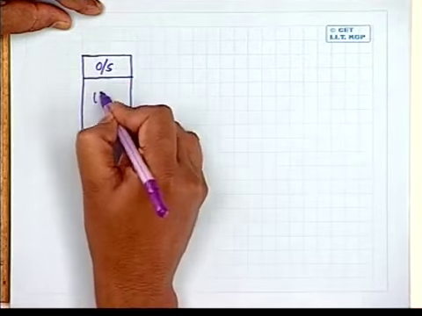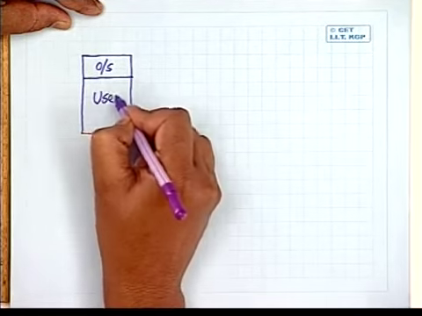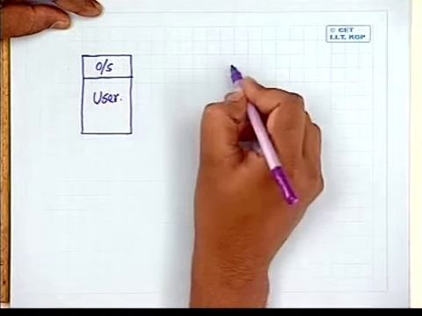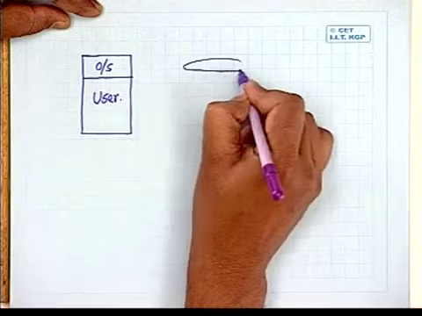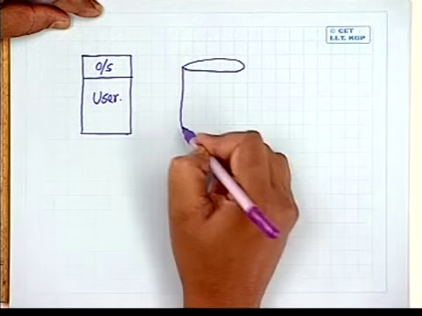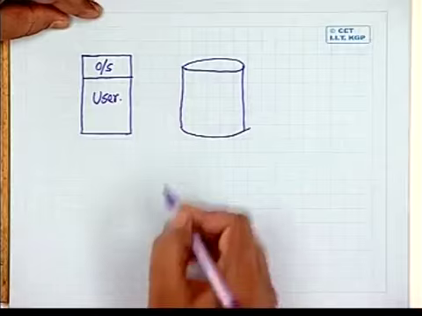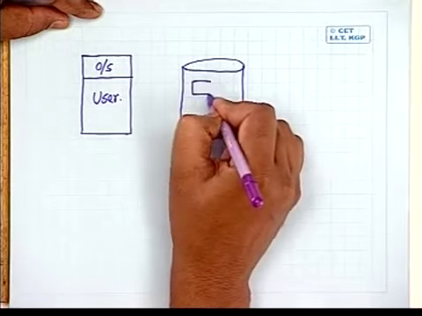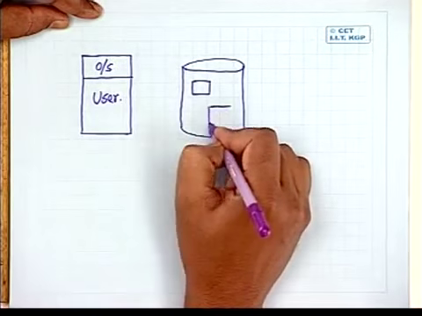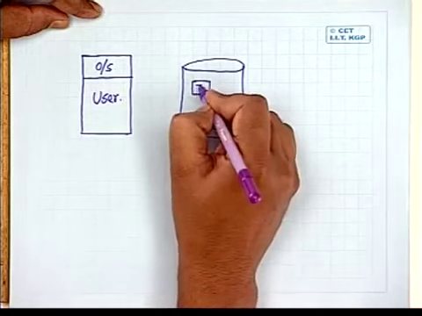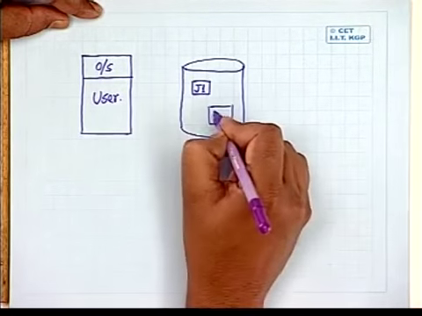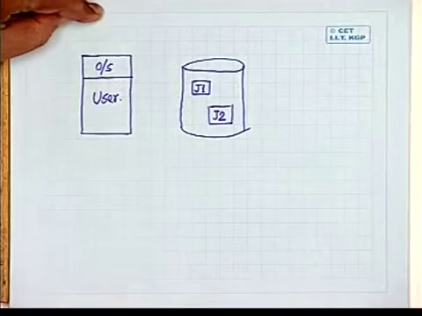This is the operating system region and this is the user region. Okay, and we have the secondary storage. Suppose the secondary storage is a disk. The disk contains many user programs. Let us put this as job 1, job 2, and so on.